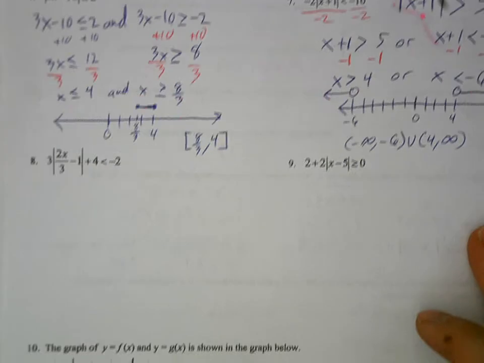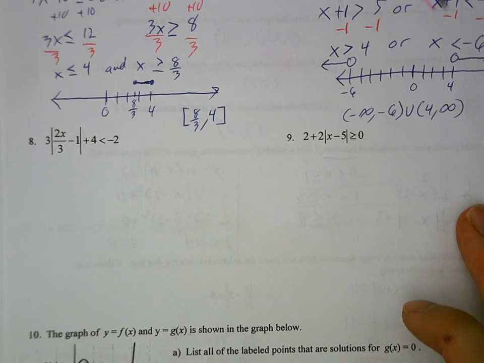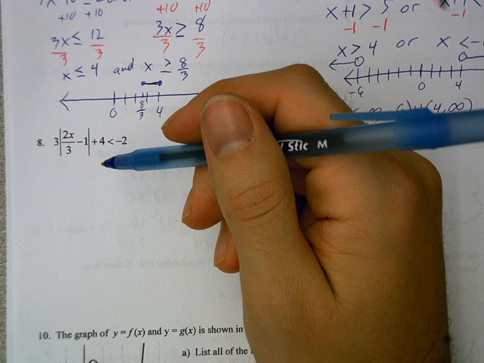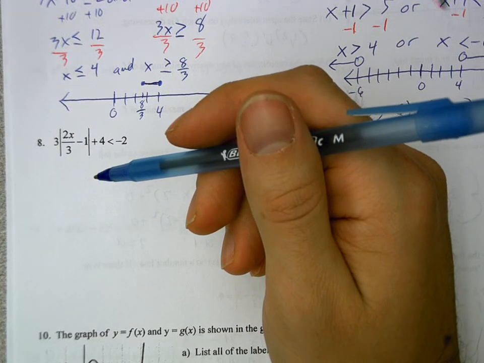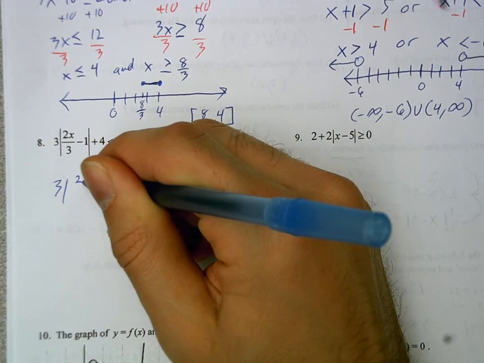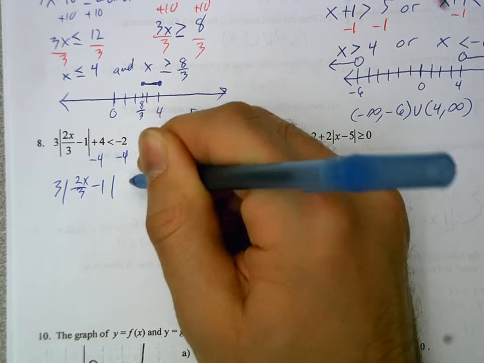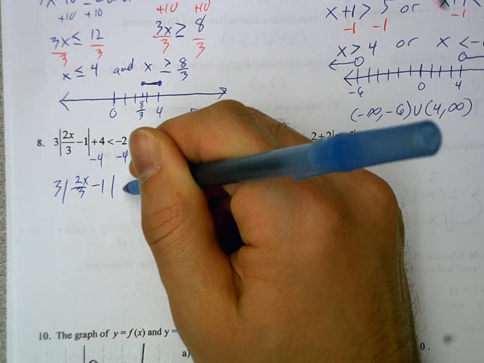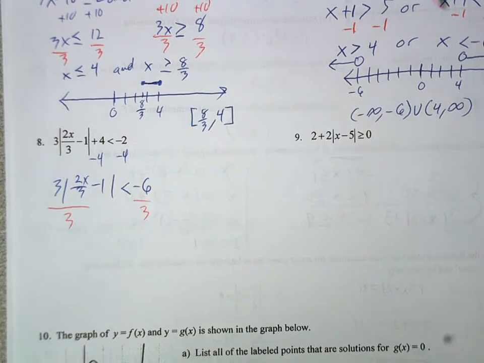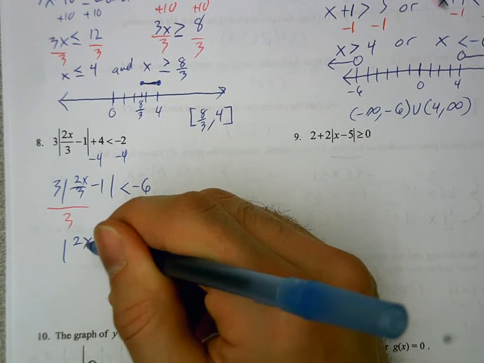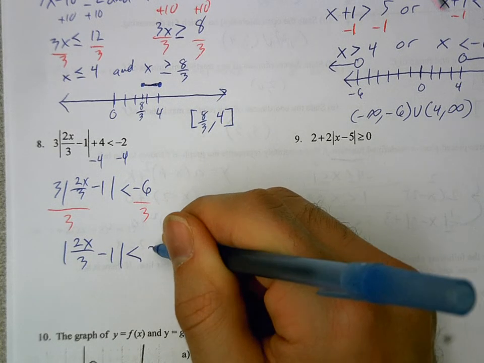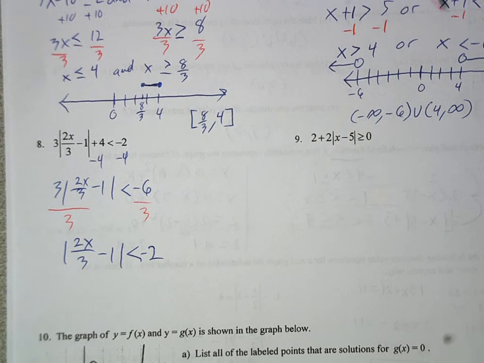So number 8 here. For number 8, real quick, we don't have to finish this one. Do you have a question, Jackson? No. Okay. So I'm going to subtract 4 from both sides. 2x over 3 minus 1, -2 minus 4 is -6. I can divide by 3 to get the absolute value by itself. But the issue is I have an absolute value, 2x over 3 minus 1, less than -6 over 3, which would be -2. Now, it's not equal to, it's less than.